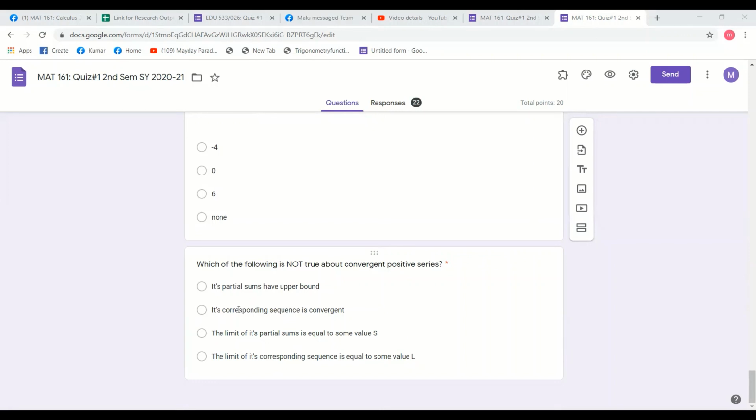So here, the only thing that is false is letter D. It should be equal to 0. For a convergent series, the limit of the sequence of the given series is equal to 0, but not the other way around. If it's the other way around, that is subject for testing. So therefore, the only thing that is false here is option 4. So 4 is the answer.